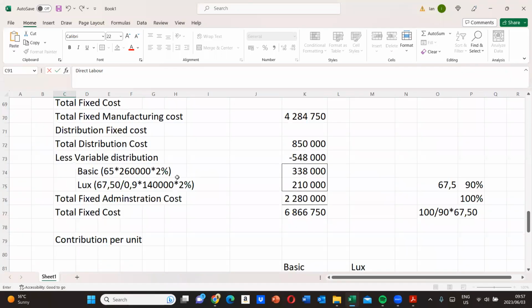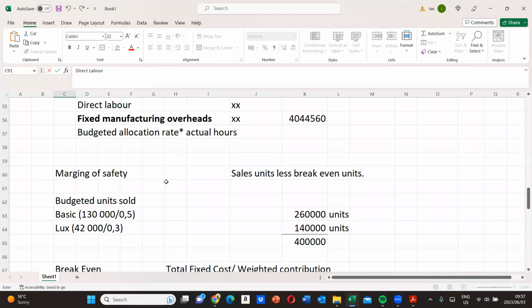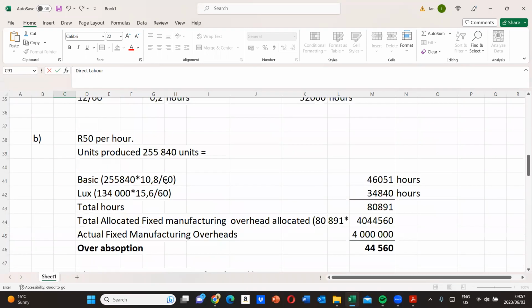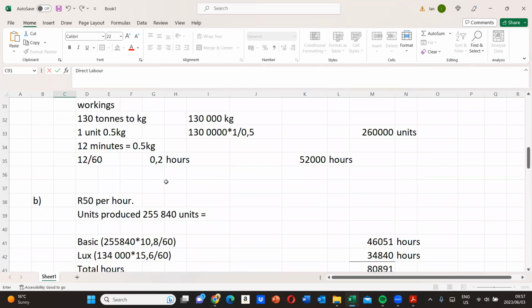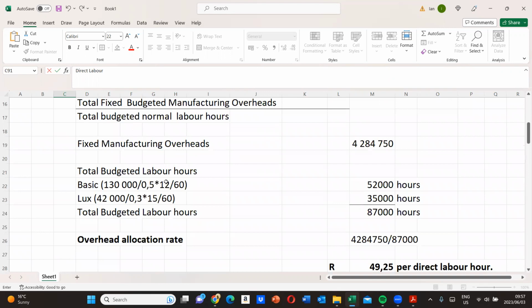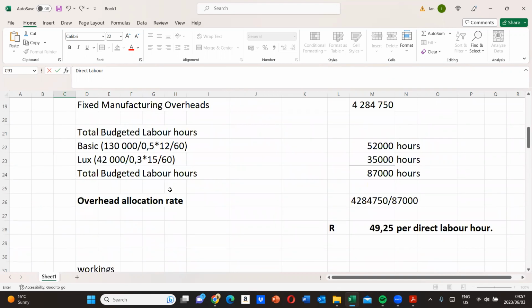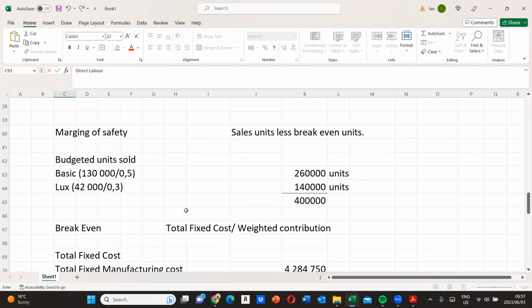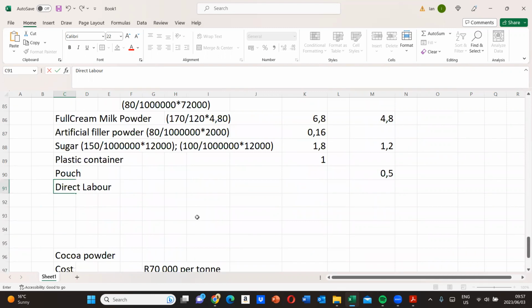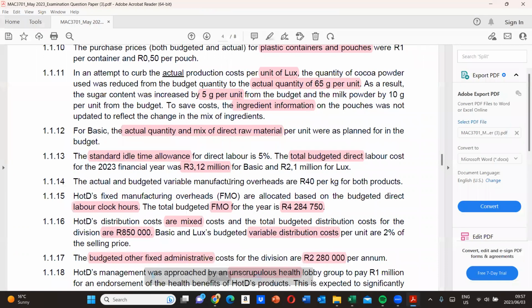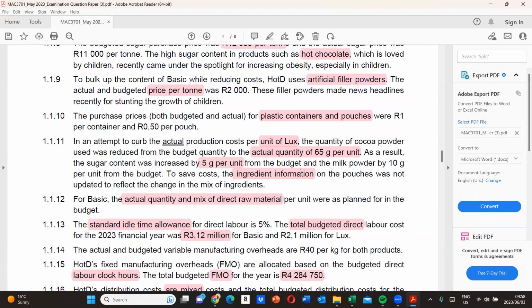Let's just quickly see. It looks like we did not do much on labor. So we just need to do the calculation now in regards to direct labor. So we can see now, in respect to labor, they budgeted to pay 3.12 million, and for basic, they budgeted to pay that.